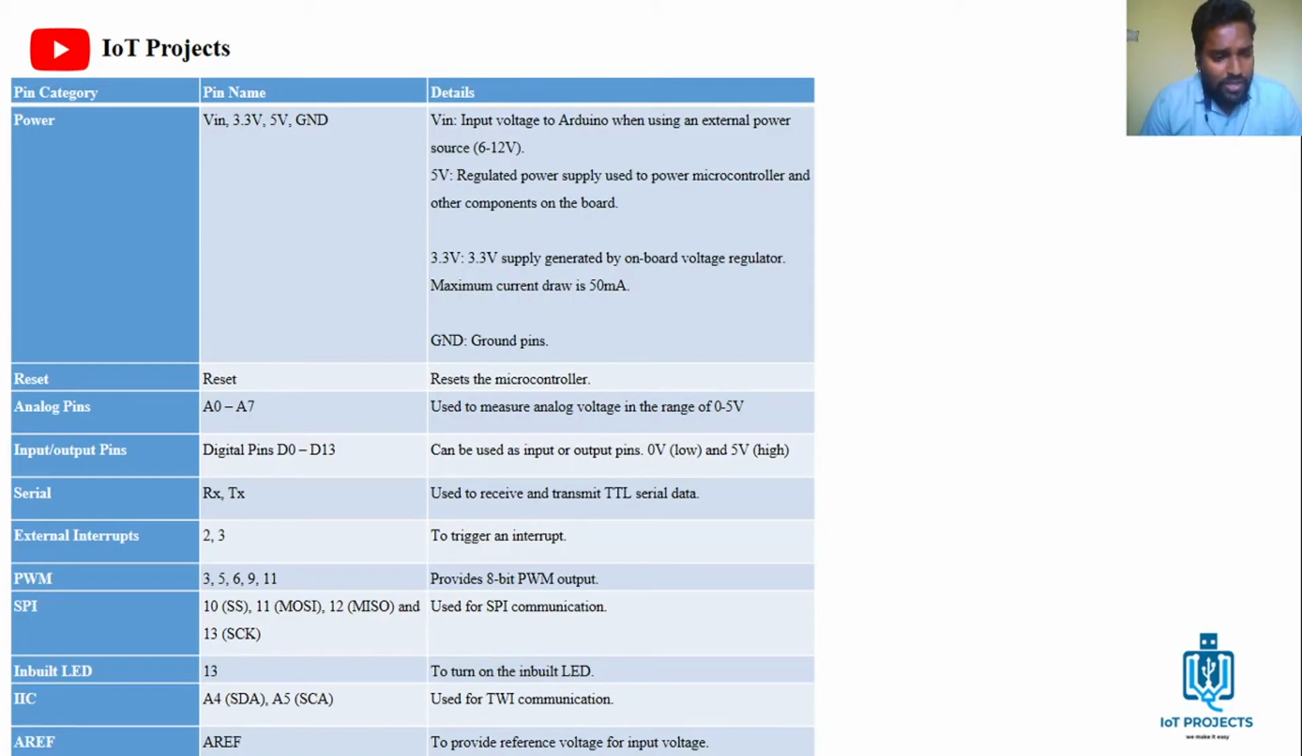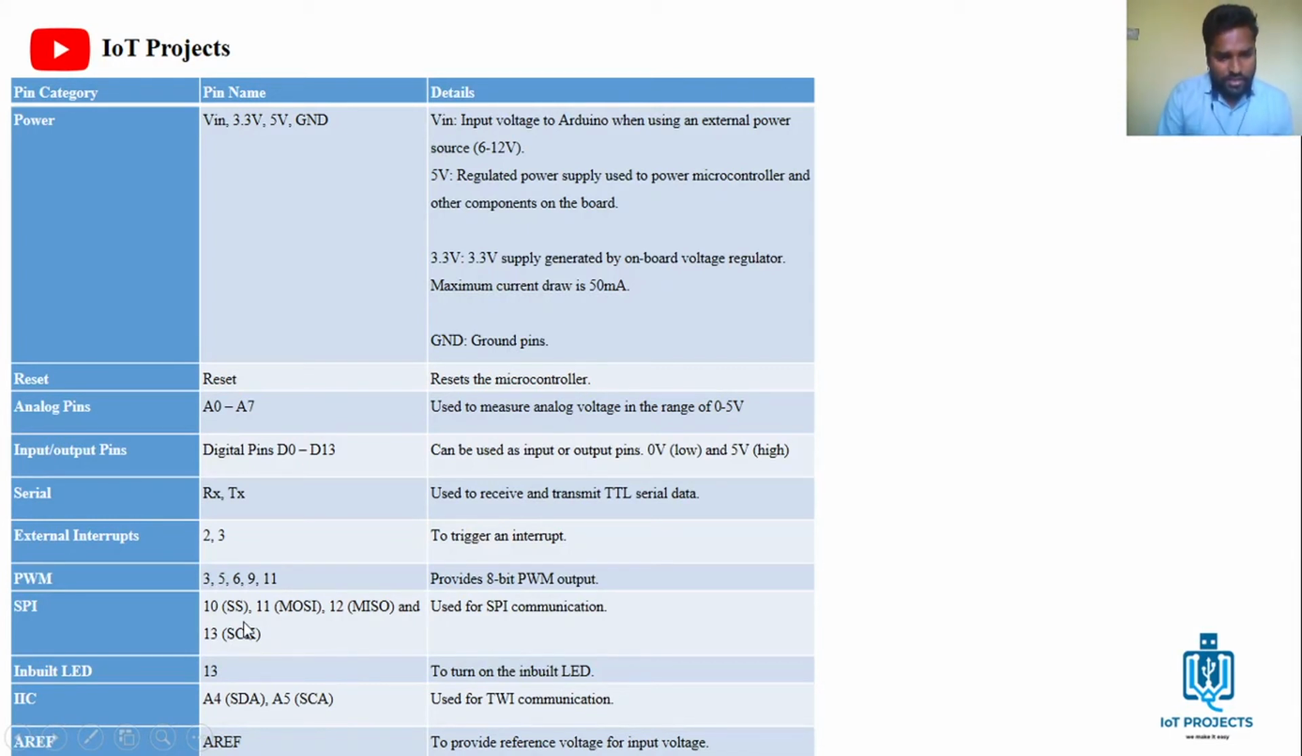Here also you'll be getting D0 to D13 digital pins, and in Arduino Nano you are getting the same. So there is no difference in digital input output pins. The only difference is the analog input pins. Here also you will be getting serial transmission and receiving, and you will be getting interrupts. The PWM signals from the digital pins are also the same, from pin numbers 3, 5, 6, 9 and 11. So there are no changes.